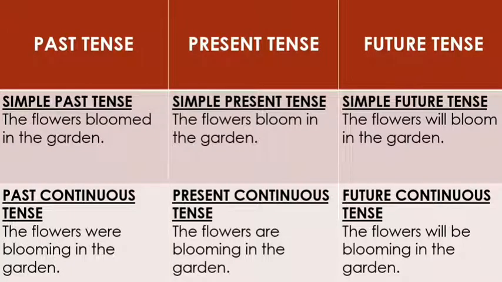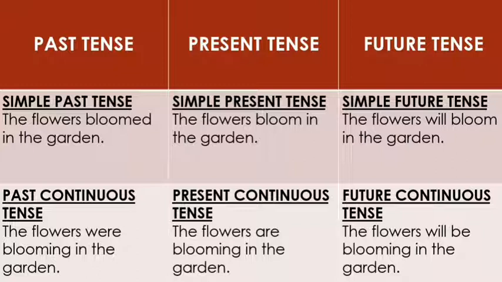In past continuous tense, the sentence is: The flowers were blooming in the garden. Flowers is plural, so with plural we use the verb were. And then we have written the first form of the verb and added ing to it. Bloom plus ing makes blooming. What does ing represent? ing represents a continuous process. Then we have written in the garden. In the garden is the object.